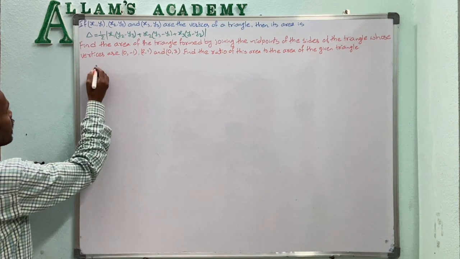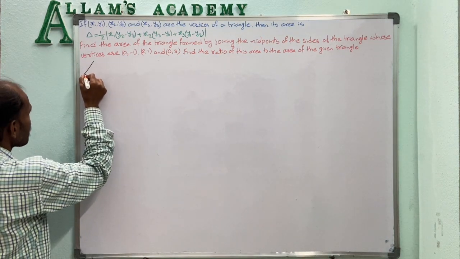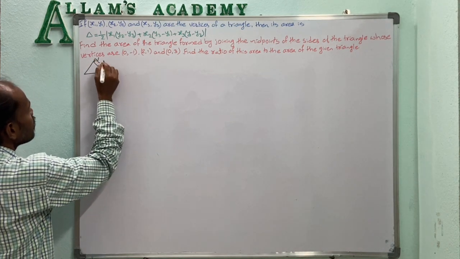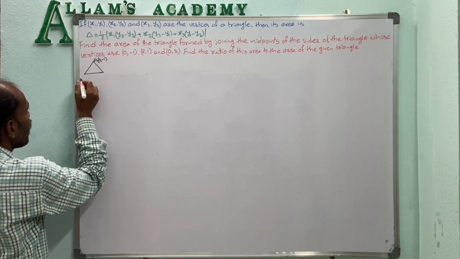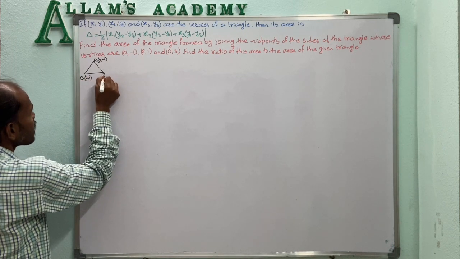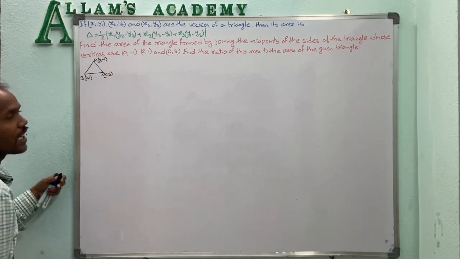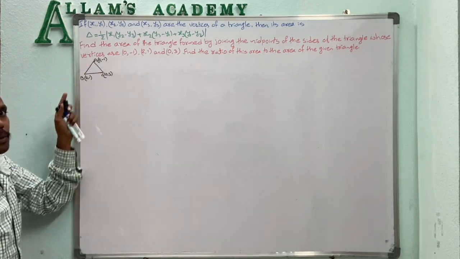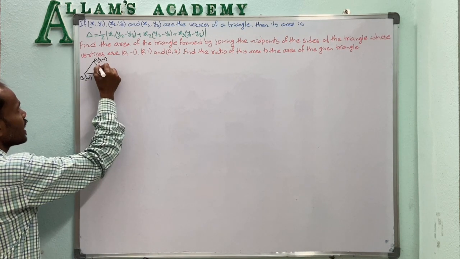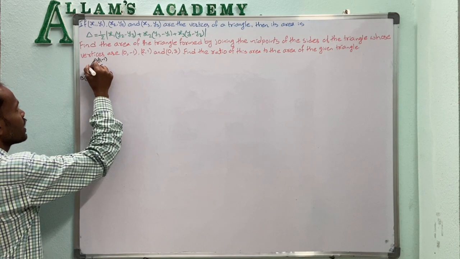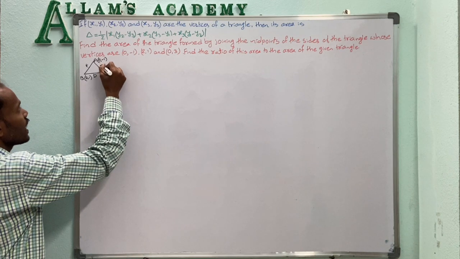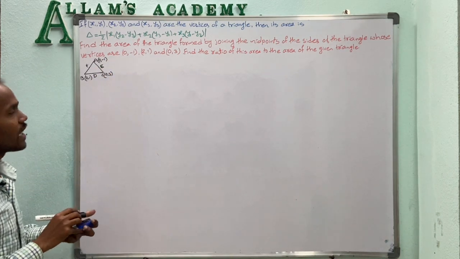So now the given vertices form the triangle A(0, -1), B(2, 1) and C(0, 3). Now the midpoints of these sides form a triangle. We take the midpoint of BC as D, the midpoint of AC as E, and the midpoint of AB as F. Then we find the vertices of DEF.